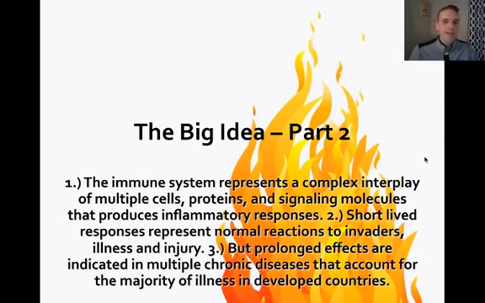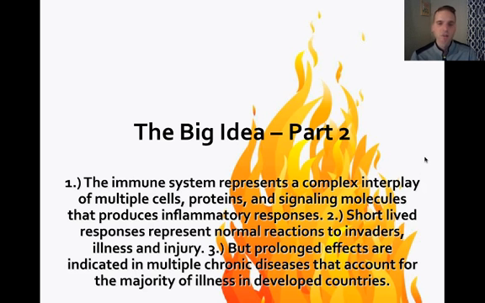So the big ideas: the last slide, like I said, was a great summary slide, but I want you to know these three things from this video. One, this is a very complex system. Multiple cells, proteins, and different molecules all communicating together in order to produce inflammatory responses that, two, in the short range, the short-lived responses are completely normal. If we have an invader, an illness, or an injury, in our lives we will be susceptible to all of these things taking place. But our bodies, if we keep them healthy, should be able to keep them at bay.